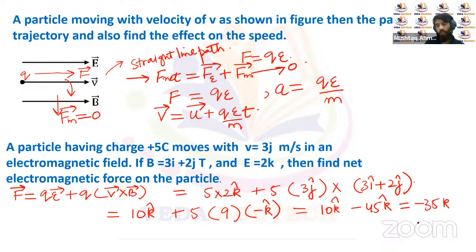So this will be the net or resultant force acting on this charged particle, or we can say this is the resultant electromagnetic force on this charged particle. That's minus 35 k cap, which means it is along the negative direction of the Z axis. So this will be the net electromagnetic force on this particle.